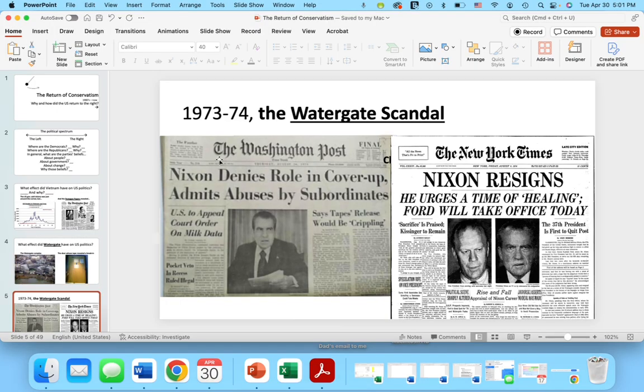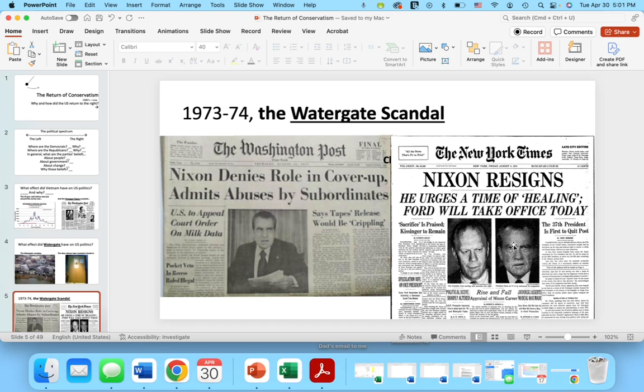And so from roughly 1973 to 74, we get the Watergate scandal. Nixon denies playing any role in the cover up, and that was not the case. There were tapes. He'd been taping his White House Oval Office conversations. And then there was found to be an 18.5 minute gap in the tapes. So it looked like Nixon was trying to hide something.